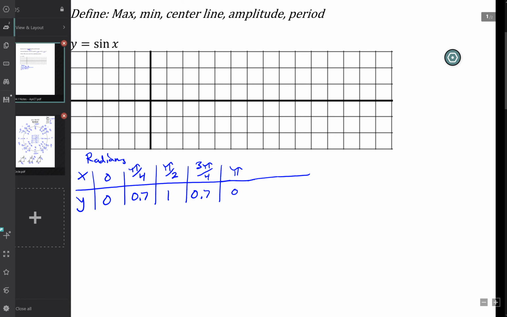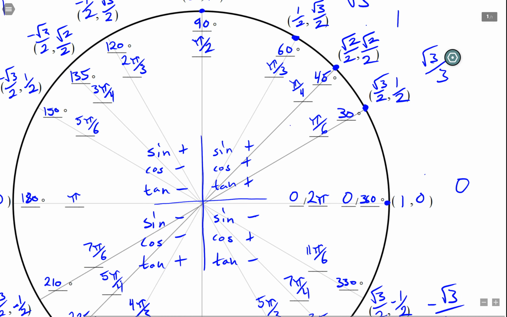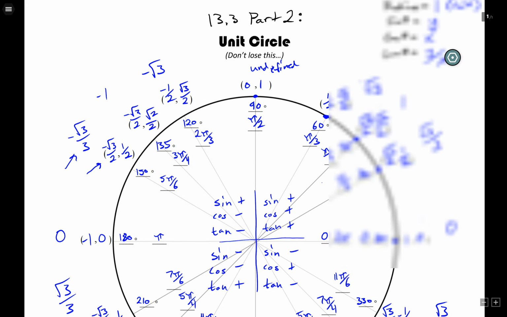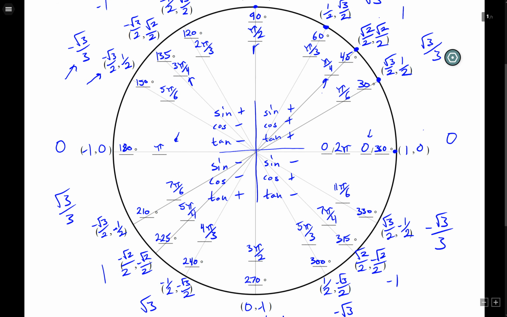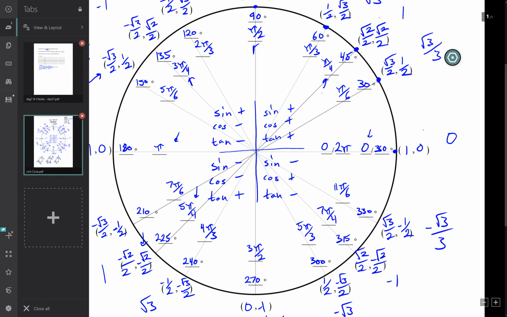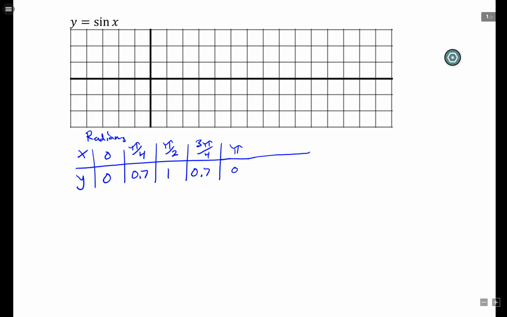And then notice what's happening. We've graphed all positive sines so far. We've done 0, pi over 4, pi over 2, and so on. But now we're moving into an area where sine starts to be negative. Interesting. So when we graph, the sine of 5 pi over 4 is negative 0.7. The sine of 3 pi over 2 is negative 1.